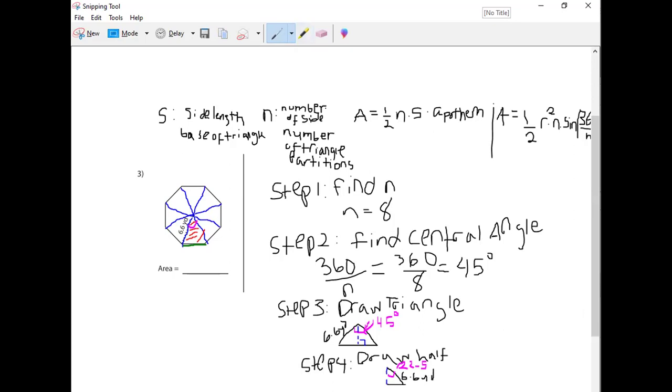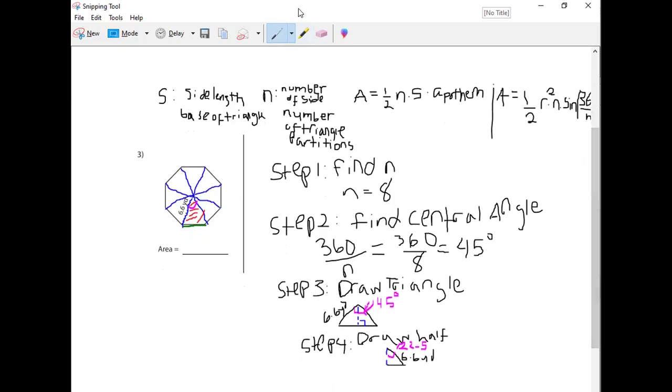All right, so once you draw that half of the triangle, you want to go ahead and put H for height, or A for your apothem. I just put H for height because I don't have base and height. And then half of your side length is your base. So I'm going to put B over 2. I have to remember that that's always going to be half of my base when I've halved the triangle, okay?